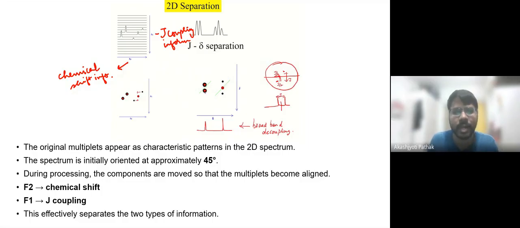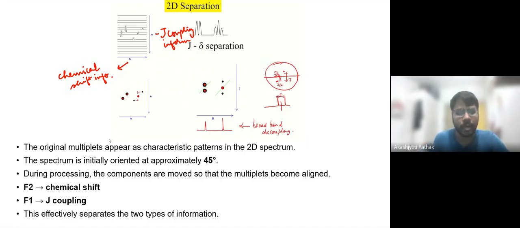So here you are having two peaks. So this is giving you this type of signal, and here you are having three peaks. So this is giving you a sharper peak. So this is called as broadband decoupling. So this effectively separates the two types of information.